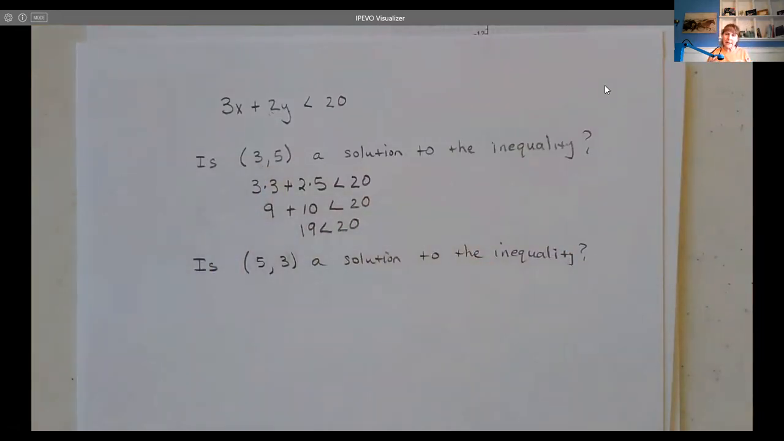So I just want to practice in case you're not sure, do I shade over here or do I shade over here? Well, you can pick a point in that section and put it in to see if it's true or not. Let's look at one more.